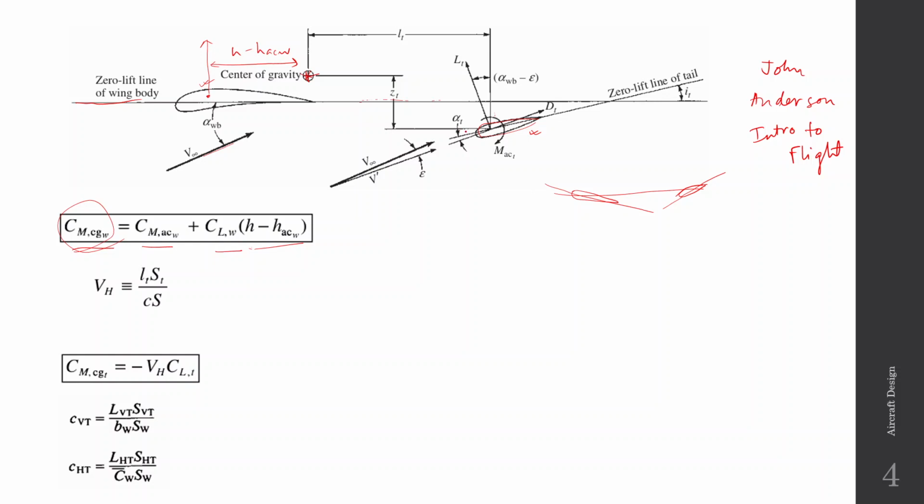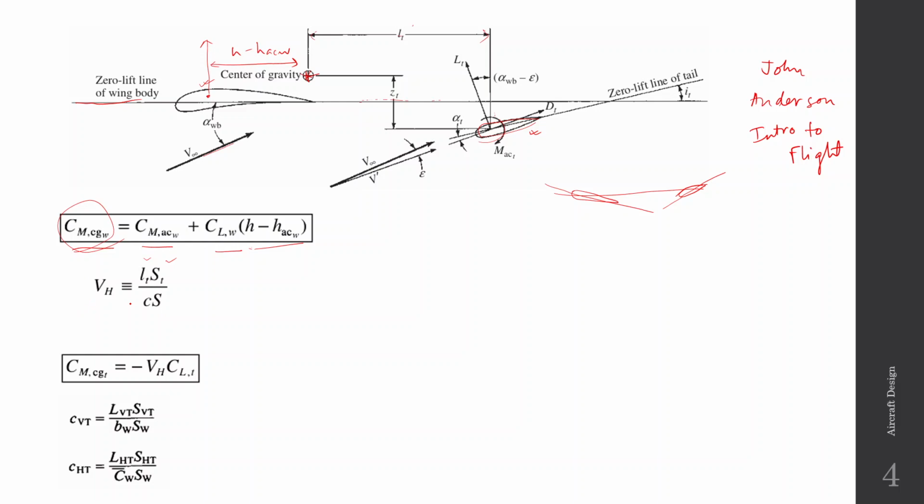Now to get the CM contribution due to the tail, we need the lift of the tail multiplied with the distance between the CG and the tail's aerodynamic center, which is denoted by small lt. So small lt into St into the lift of the tail. But usually the same coefficient is taken with respect to the wing, so we have to divide it by the wing's chord length and the surface area.